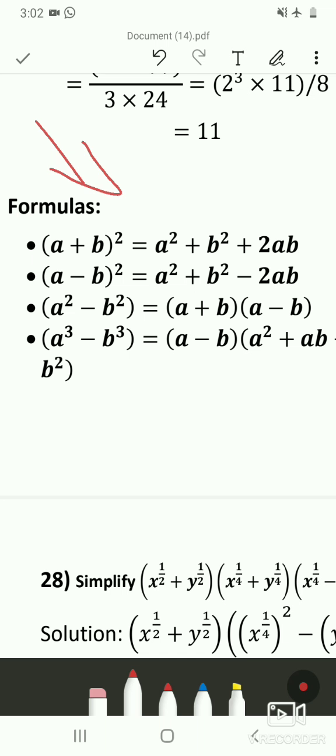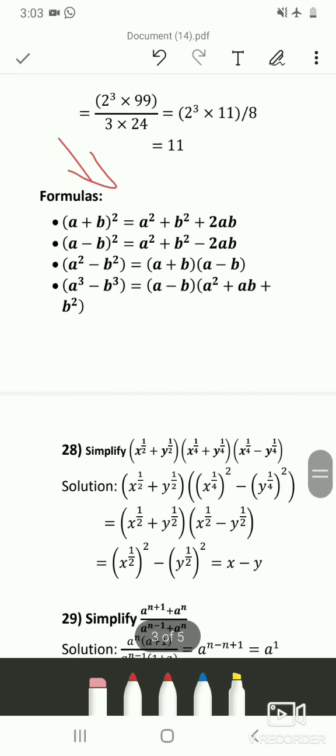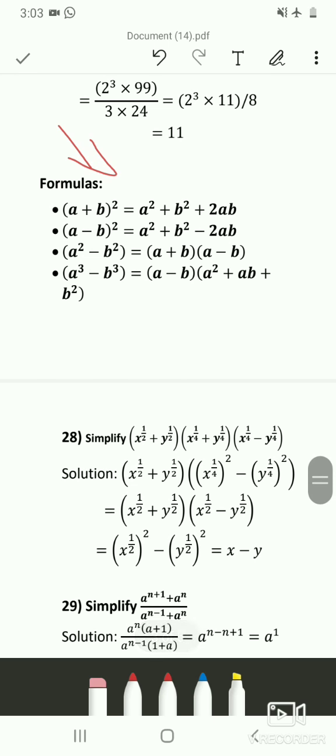The first formula is (a plus b) whole square, which can be written as a square plus b square plus 2ab. The second formula is (a minus b) whole square, which is nothing but a square plus b square minus 2ab. a square minus b square can be written as (a plus b) into (a minus b), and a cube minus b cube can be written as (a minus b) into (a square plus ab plus b square). You have to remember these formulas.